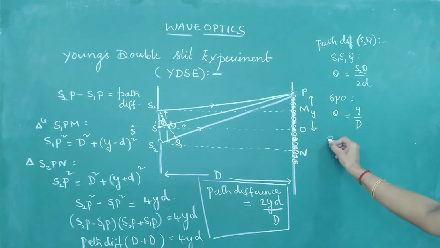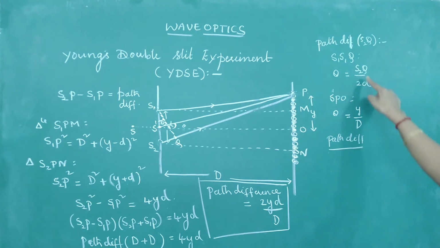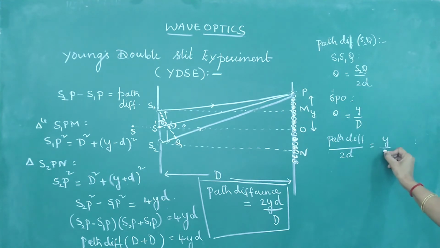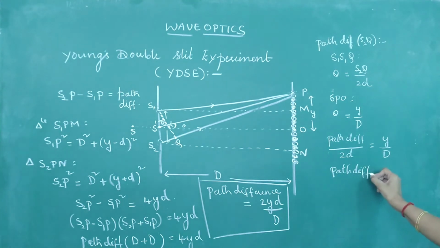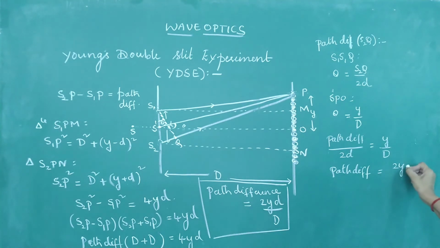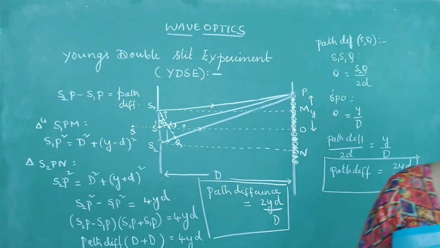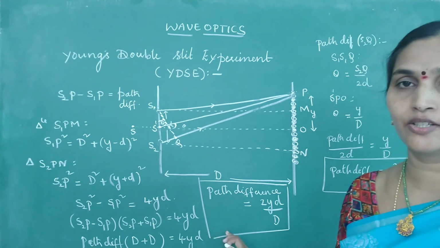S2Q gives me the path difference. Path difference divided by 2D should be equal to y divided by capital D. So what is the path difference between the two interfering waves? Path difference is equal to 2y small d divided by capital D. So this is also one of the methods for evaluating the path difference between the two interfering waves. But the NCERT method is this method. So whichever is convenient, you can use that for your derivation.